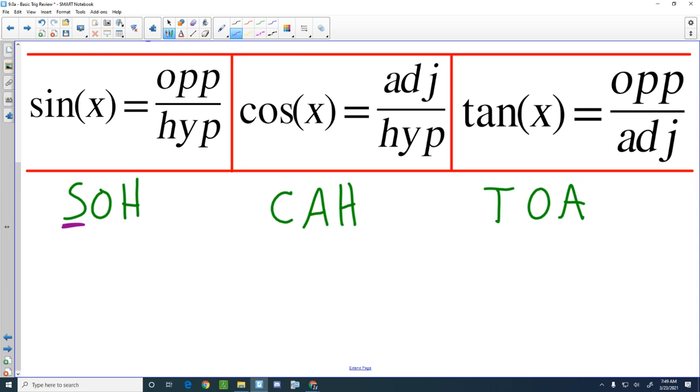So the S stands for sine. The O stands for the opposite leg. And the H stands for the hypotenuse. You can see it kind of goes in order. 1, 2, 3. So it's the trig function followed by the numerator followed by the denominator. That's how all 3 of these work. Cosine is the adjacent divided by the hypotenuse. Tangent is the opposite side divided by the adjacent side.